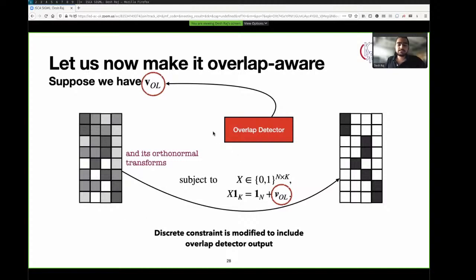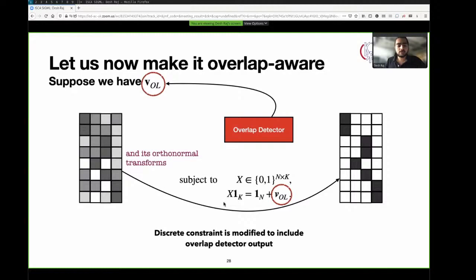And we do this by taking the output of the overlap detector and using it to assign some segments to more than one speaker. So for example, suppose we have an overlap detector which may be trained externally or may be given to you, suppose you obtained it from somewhere. So you know which segments contain overlap. And so you know which segments should be assigned to more than one speaker.